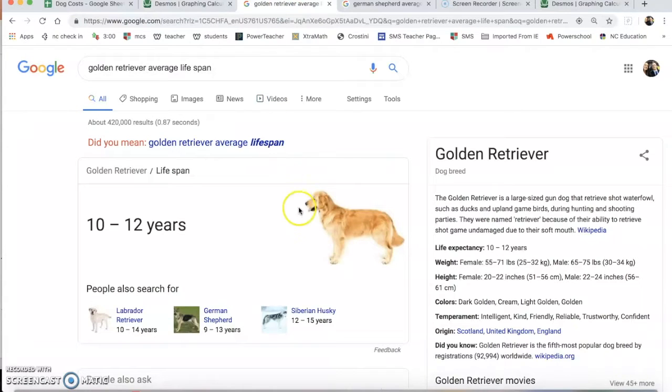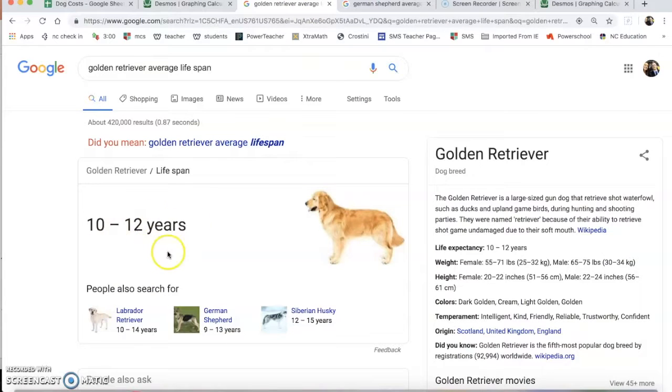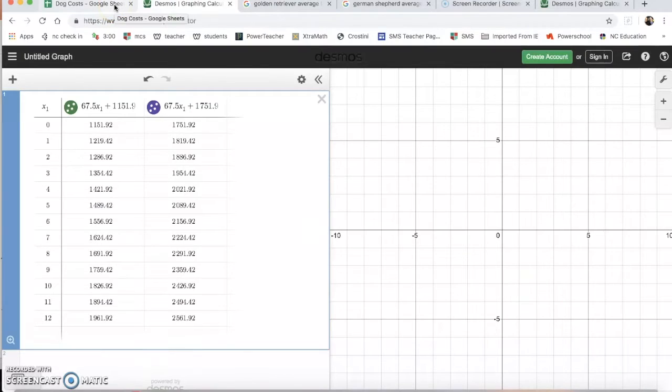So what I did is I pulled up the lifespan of a Golden Retriever on average and the lifespan of a German Shepherd on average. And the middle value for the Golden Retriever lifespan would be 11 years. And you could have a German Shepherd that lives for 11 years. So I'm going to use 11 years. Let's say that your dogs live for 11 years.